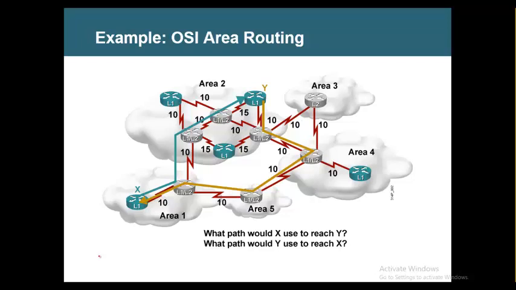The reason is that the Y router will forward the packet to the nearest L1, L2 router using the default route, because it's only an L1 router, it's not an L2 router.